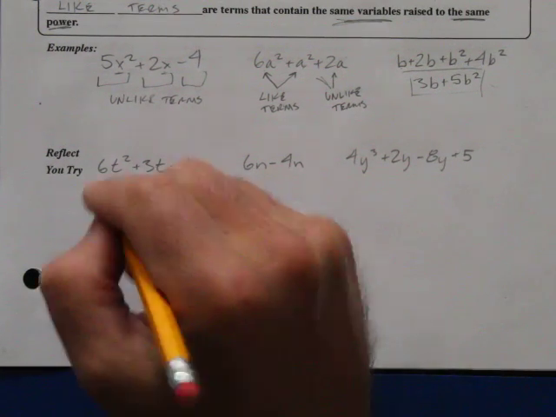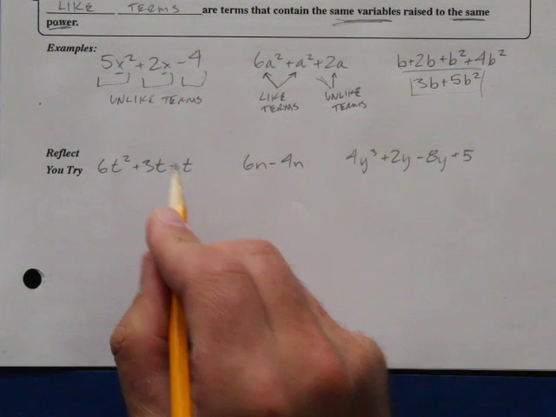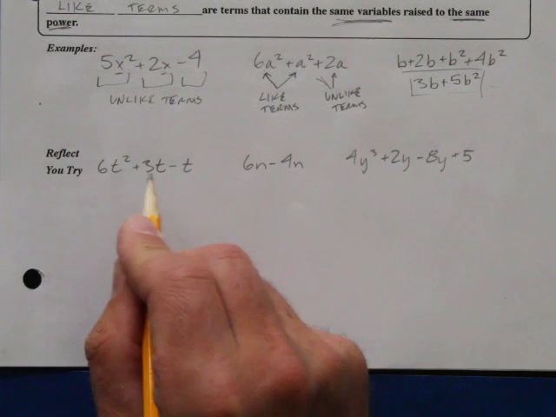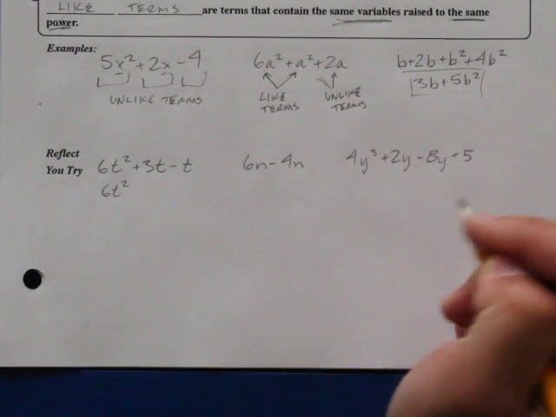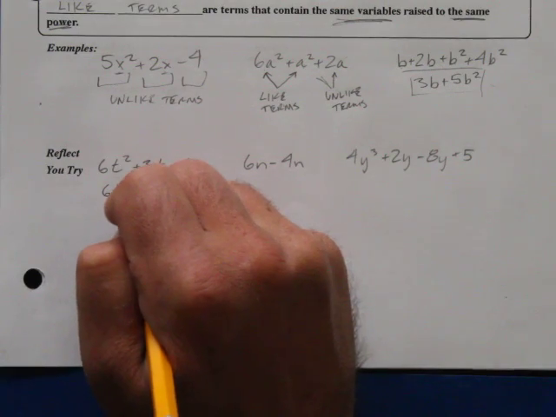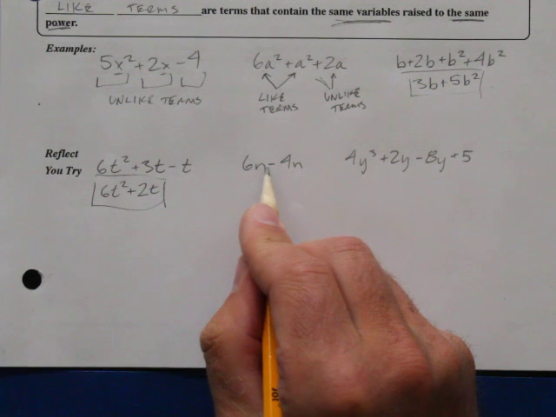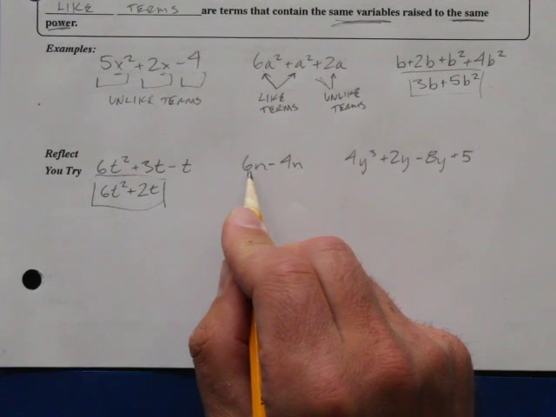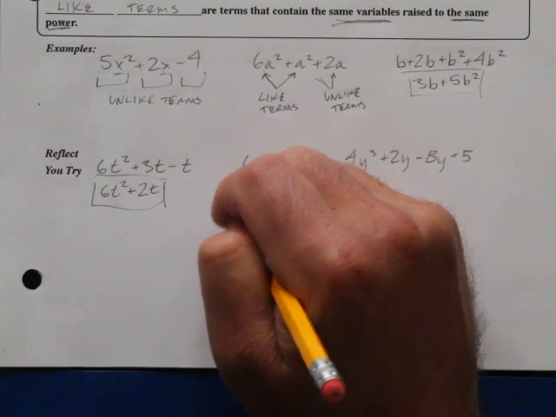All right, let's see how you did. For this one, I got t squared. I've got t to the first power and t to the first power. So this one is not like these two, but these two are like terms. So I'm going to keep this 6t squared the way it is, and then I'm going to say 3t's minus 1t is 2t's. So that's positive 2t. Here I have 6n minus 4n. I've got the same variable raised to the same power. So 6n's minus 4n's is going to give me 2n's.